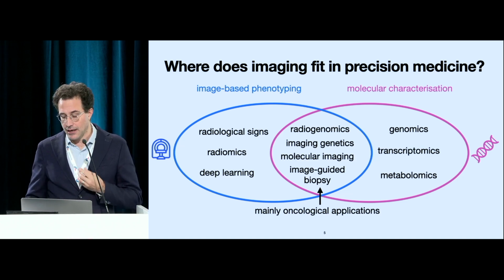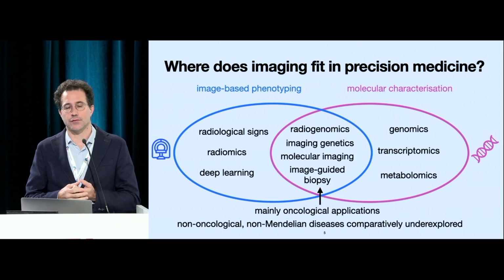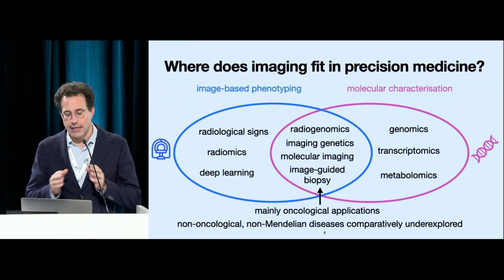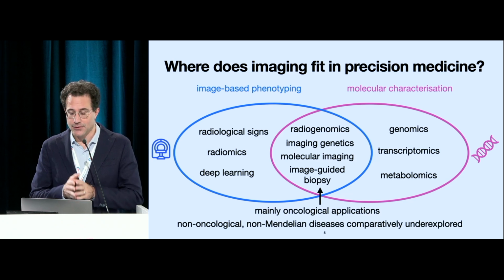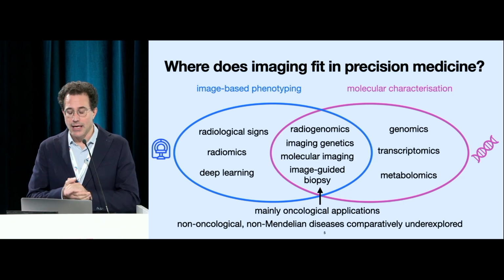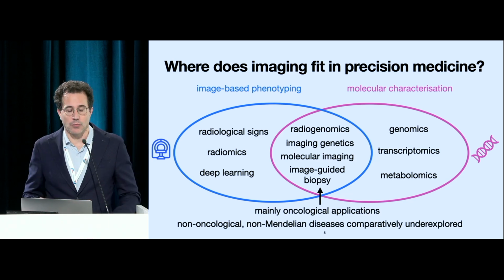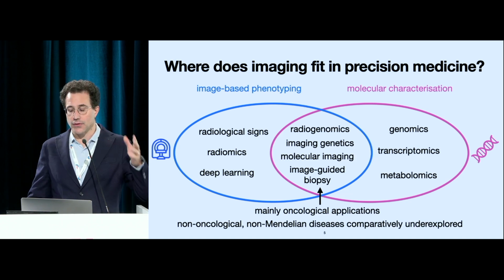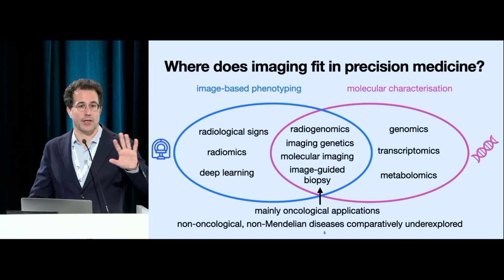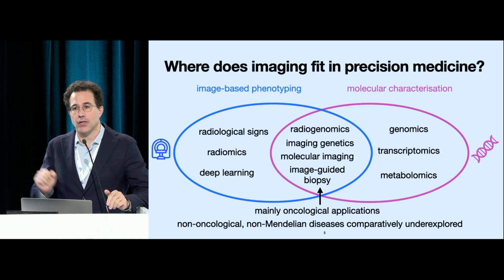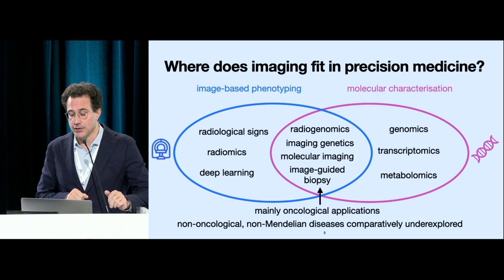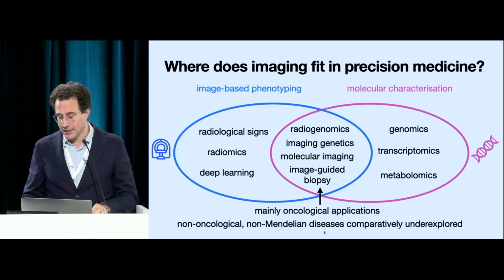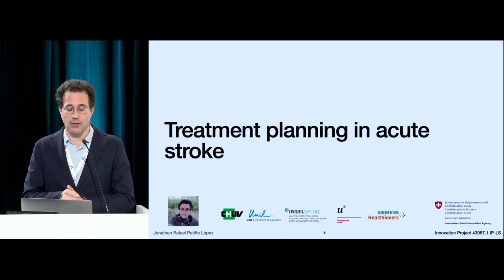And today, I want to say that there's a lot of room to explore in diseases that are non-oncological and non-Mendelian. To do this, I will give you two examples. One in stroke, so this is treatment planning in acute stroke. This one has no omics, just image-based phenotyping for precision medicine. And the second part will be about subtyping of heart failure patients, which is a large project that we have. So let's get started with treatment planning in acute stroke.